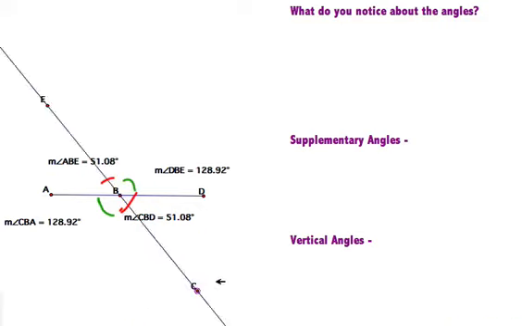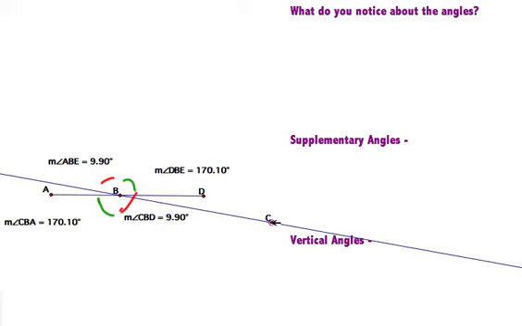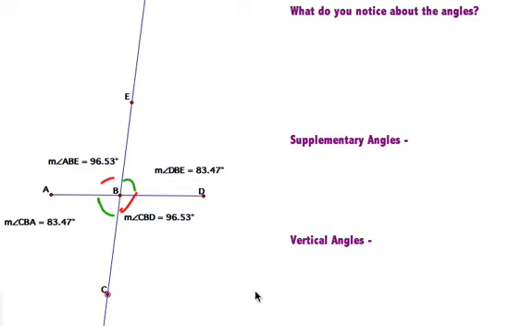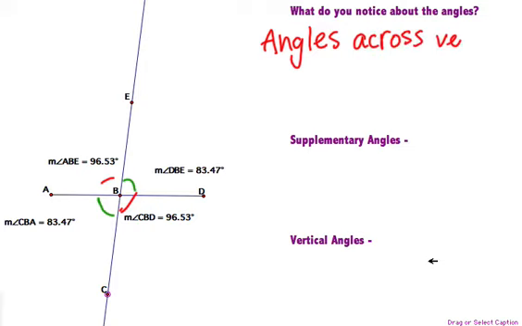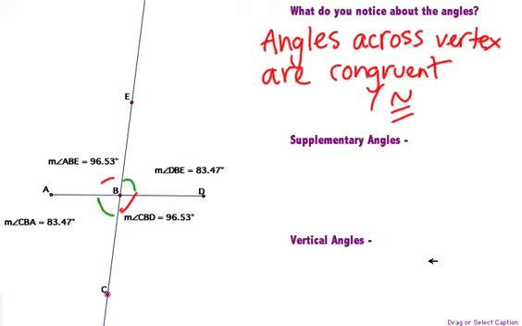Even if I go really small here, look, see the numbers 9.9, 9.9, 170.1, 170.1. So no matter where I am, the angles across from each other are equal. Okay. So angles across the vertex are equal. Do you remember what our equal word is? Congruent. So they are congruent. Now remember, write equal next to that if you don't remember what congruent is.